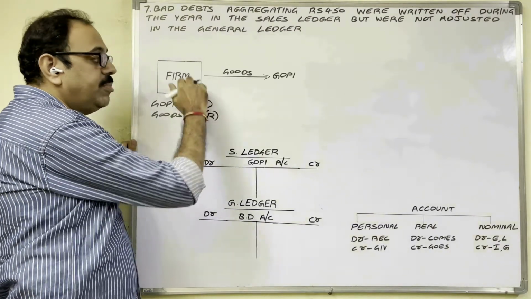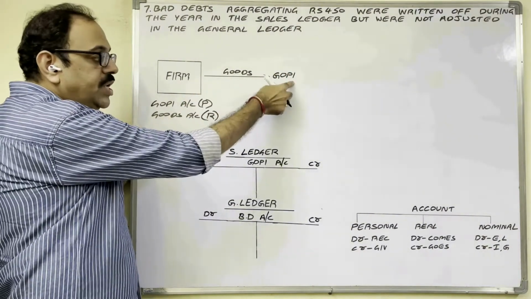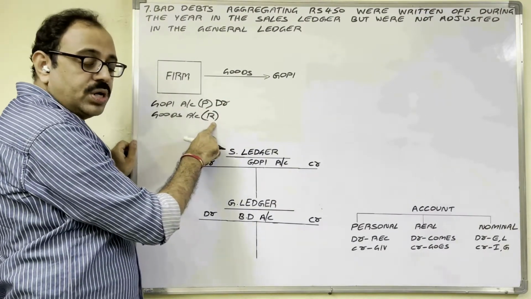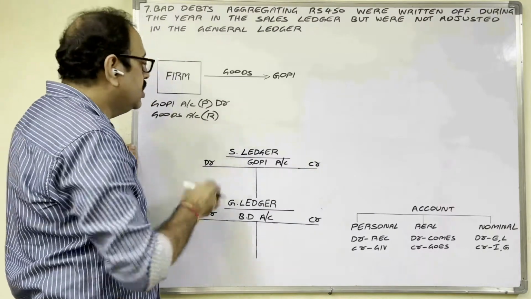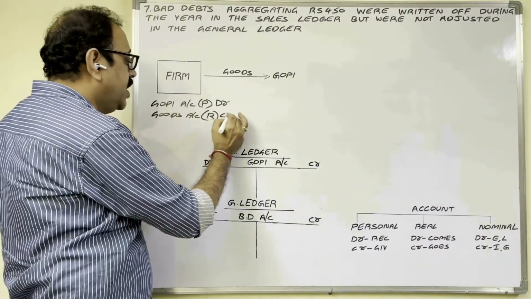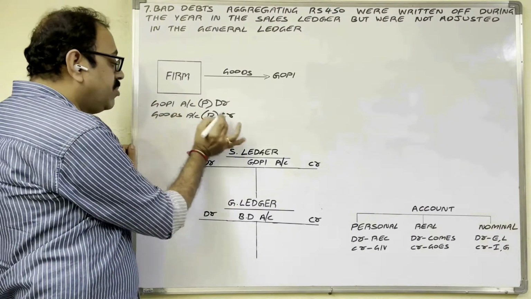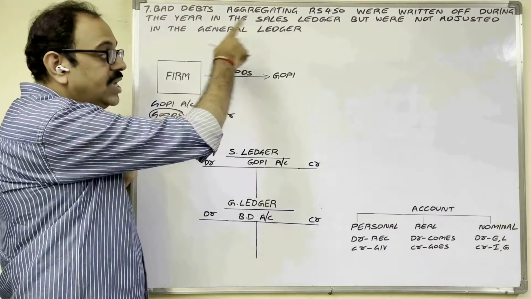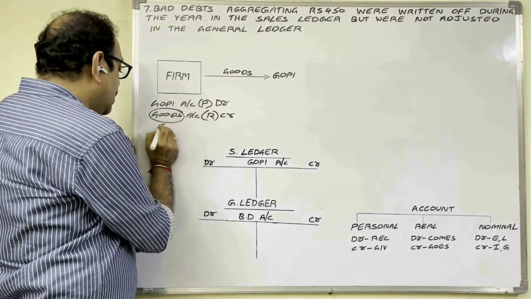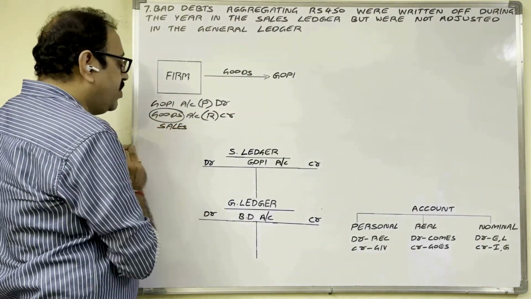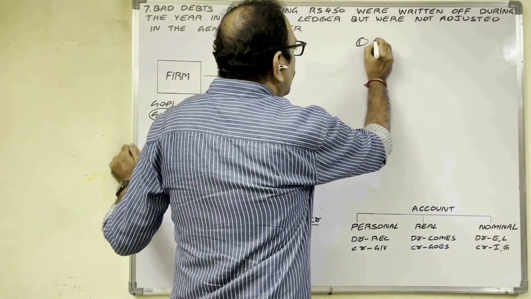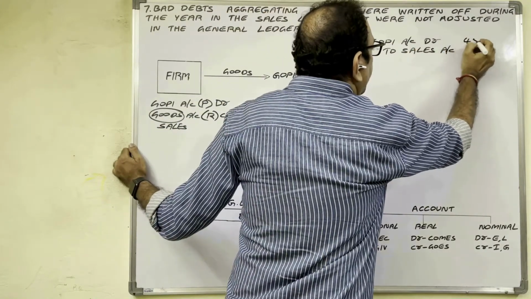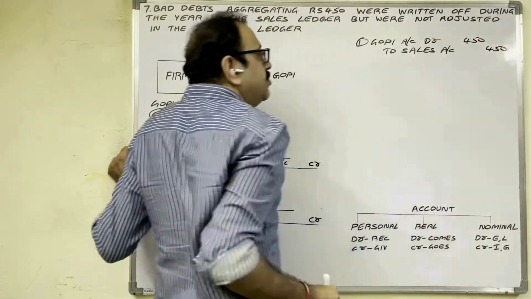Personal account rule, debit the receiver, credit the giver. Gopi is the receiver, debit Gopi account. Real account rule, debit what comes in, credit what goes out. From the firm, goods are going, credit goods account. When goods go out, instead of goods, we should write the transaction name. This is sales transaction. So, sales account. Then first entry is Gopi account debit to sales account. Amount 450 rupees, 450 rupees.